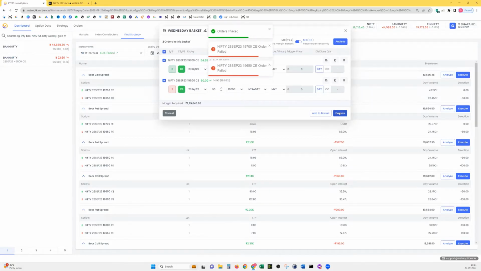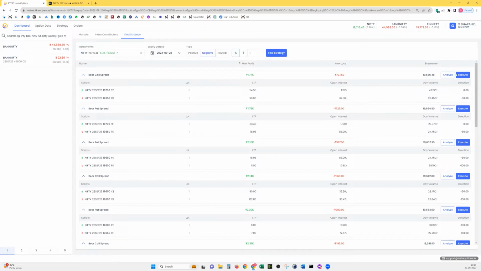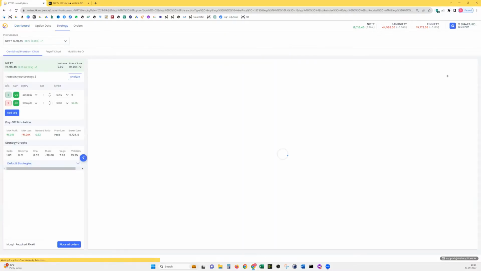So now this order will be placed, and the market is right now... this order has not been punched on the exchange. Otherwise, while you're doing it, the market orders will be punched directly. And if you want to do some sort of analysis, Insta Options has given a strategy which is going to be buying one call and selling one call. So I want to analyze it, so you can just click on analyze.